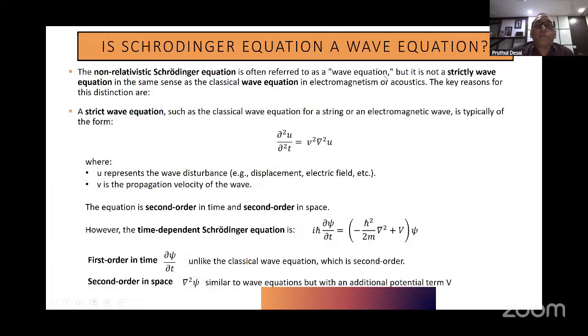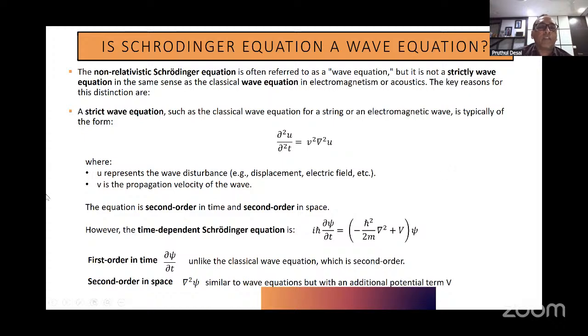So I'll come to the last part of my discussion. Having obtained the Schrodinger equation, an important question is: is the Schrodinger equation a wave equation? Strictly speaking, it's not a wave equation in the same sense as a classical wave equation. What are the reasons?